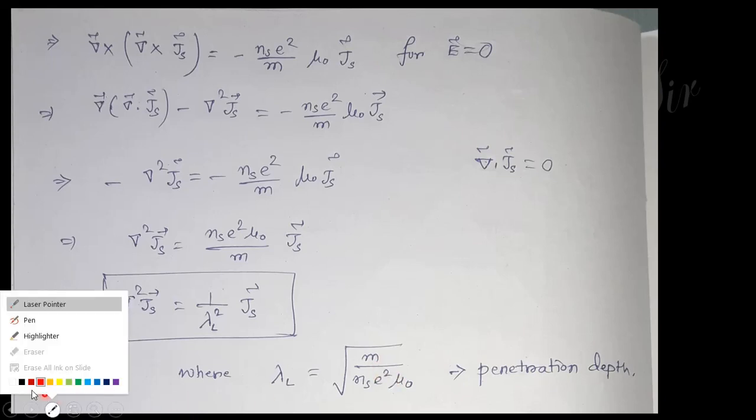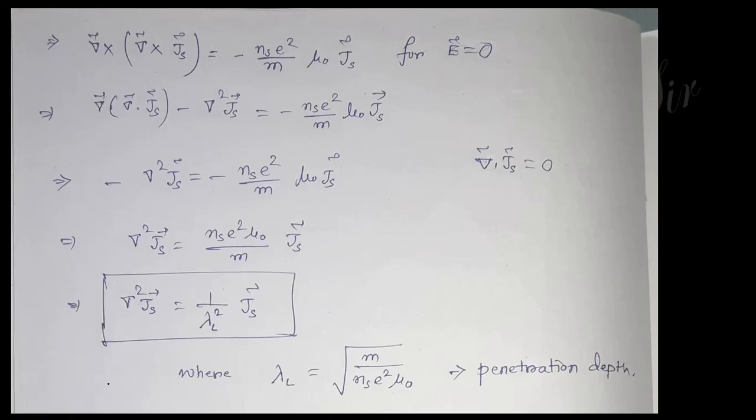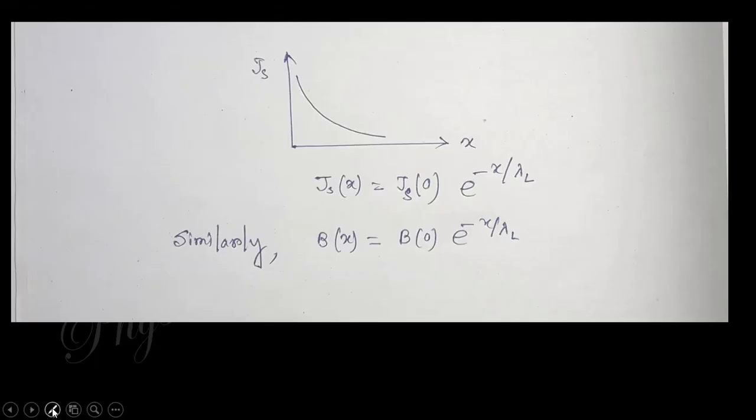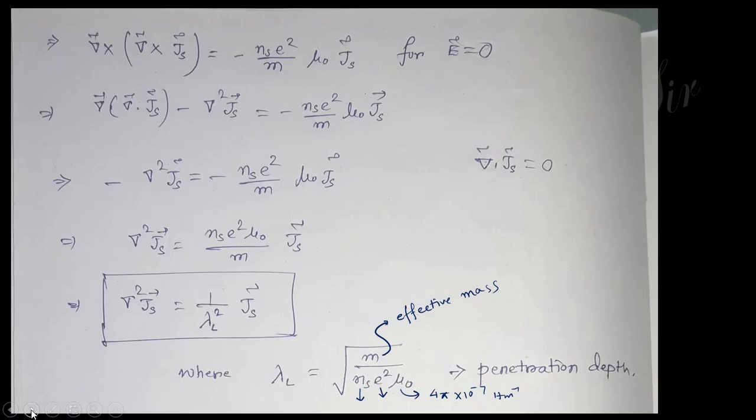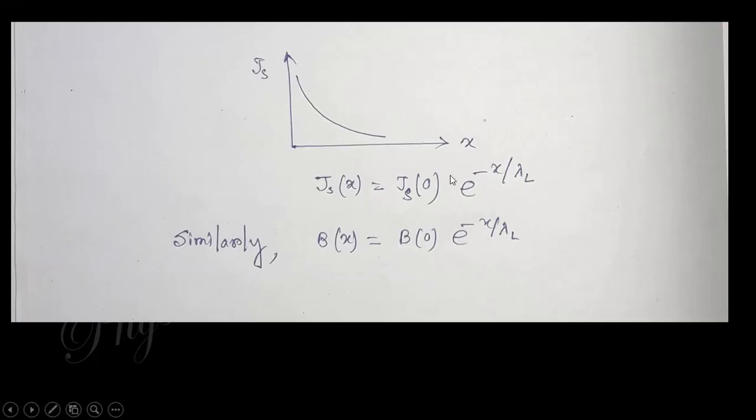I just want to write down these things here. This is not a normal mass, this is the effective mass. You know effective mass very well. And the other things: this is the density, this is the electronic charge, and this is the constant, that is 4 pi times 10 to the power minus 7 Henry per meter.